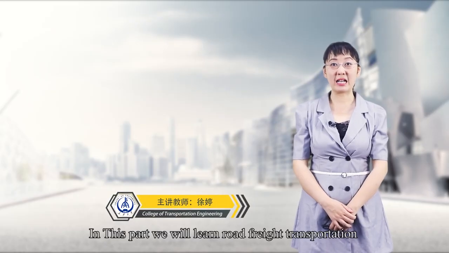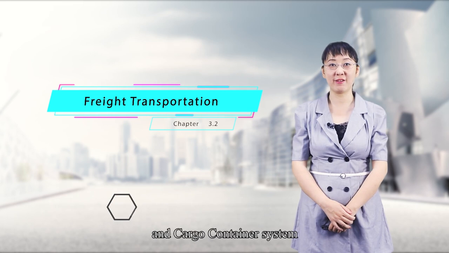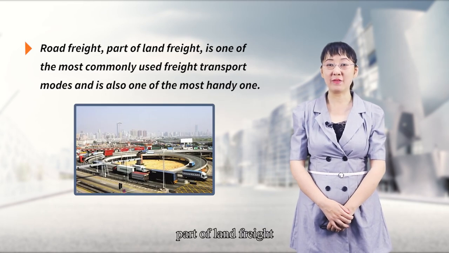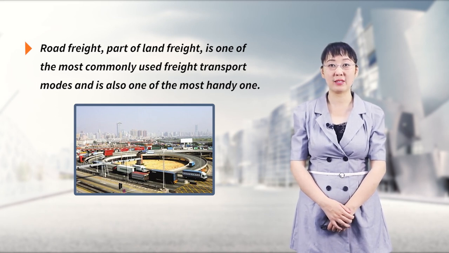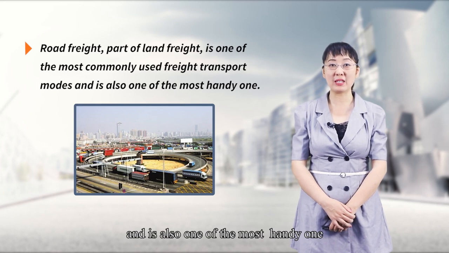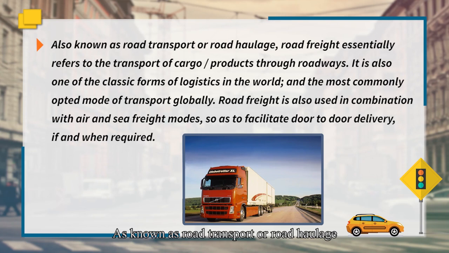In this part, we'll continue to learn road freight transportation and cargo container system. Road freight, part of land freight, is one of the most commonly used freight transport modes and is also one of the most handled ones. Also known as road transport or road hauling, road freight essentially refers to transport of cargo through roadways, and is also one of the classic forms of logistics in the world, and the most common option of transport globally.